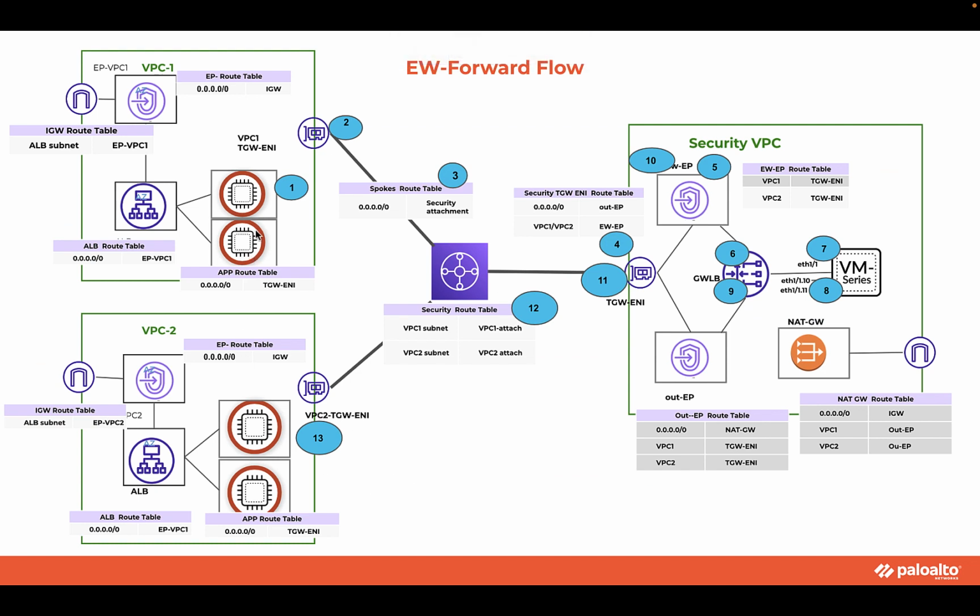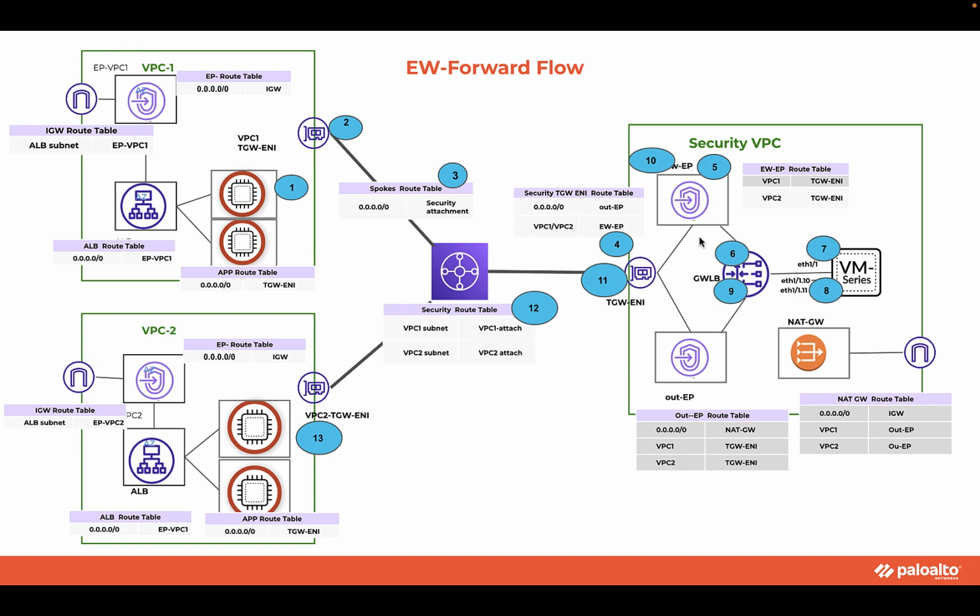The third test. So when the application in VPC1 wants to communicate with application in VPC2, it finds a route entry in its route table which points it towards the transit gateway attachment. The traffic is forwarded towards the transit gateway, which is where it finds a route entry in the spokes route table towards the security attachment. The traffic is forwarded towards the security attachment, and this is where the route table is referenced again, and it finds an entry to send it towards the east-west endpoint.